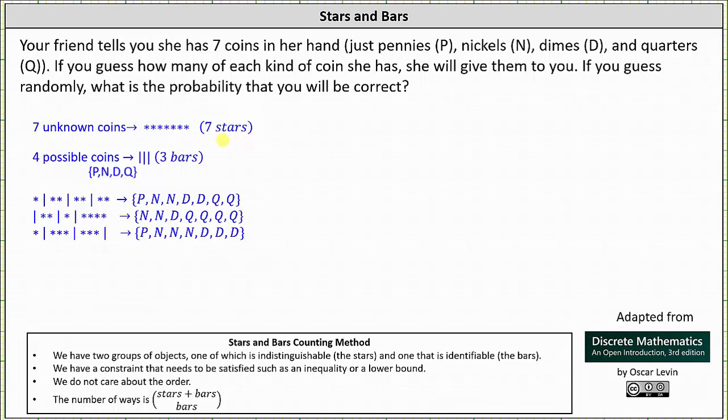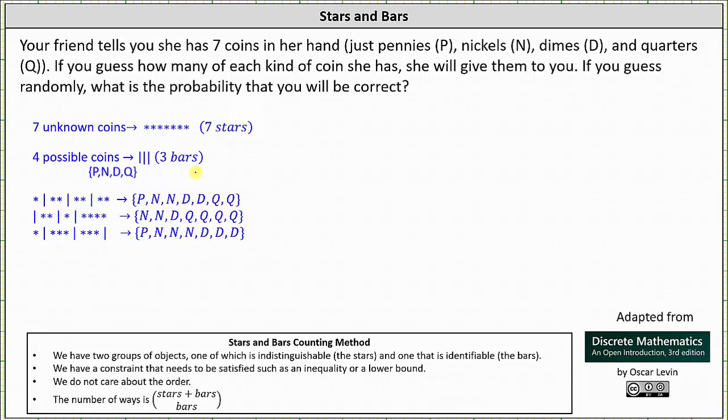The number of bars is always 1 less than the number of distinguishable items, or in this case, the number of distinguishable coins. And we'll use P for pennies, N for nickels, D for dimes, and Q for quarters. From here, every time we form a string of length 10 with 7 stars and 3 bars, it represents 1 possible outcome for the 7 coins. Let's look at 3 examples.